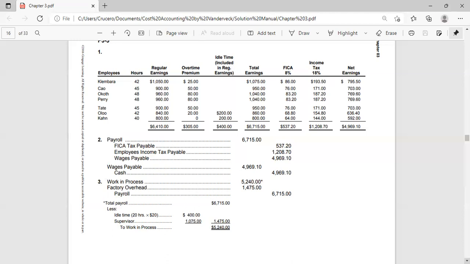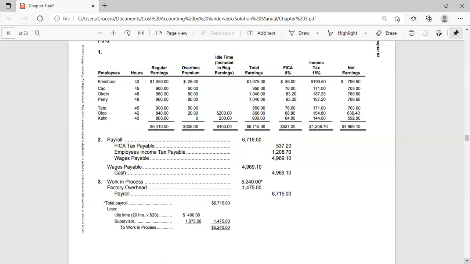So if the overtime rate now is to be determined, if the salary of Kiambara is $25 per hour, the overtime premium rate is $12.50 per hour. That's the overtime premium rate, which is 50% of the basic rate of 25. So 12.50 times 2 is 25.